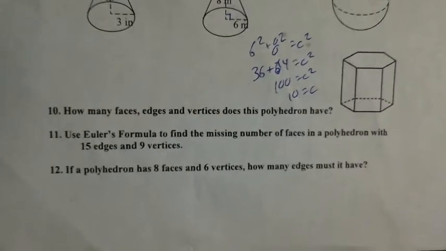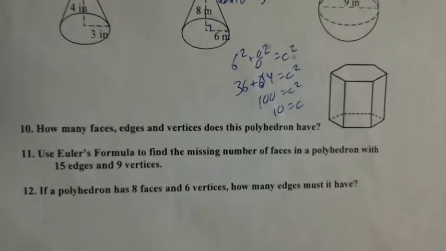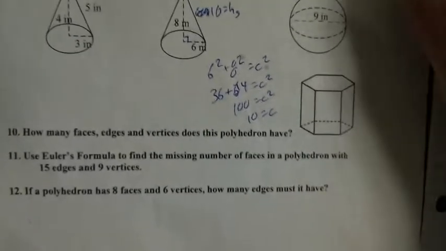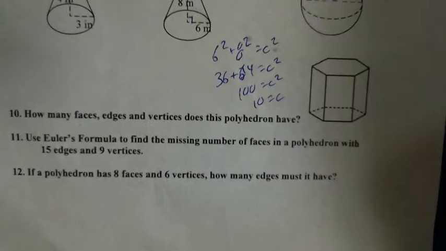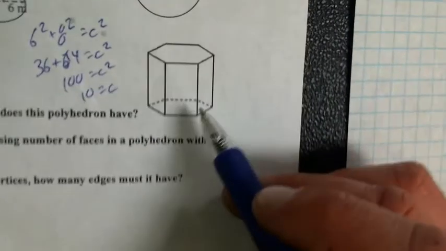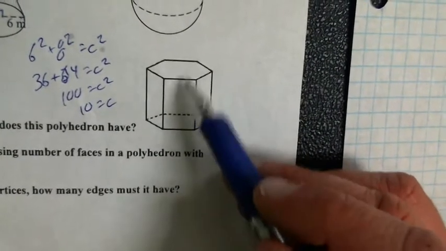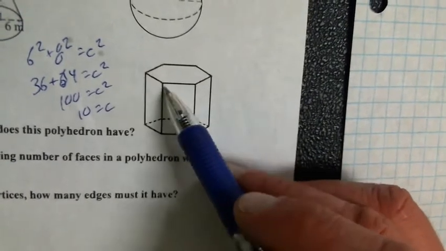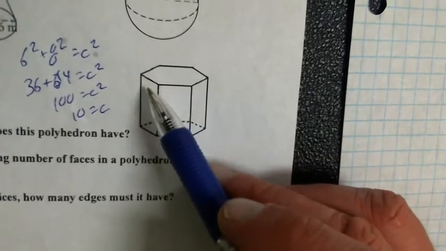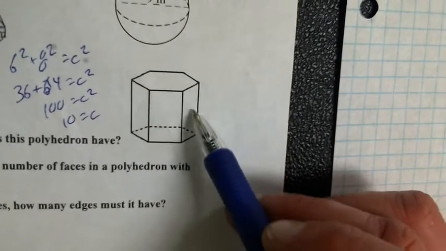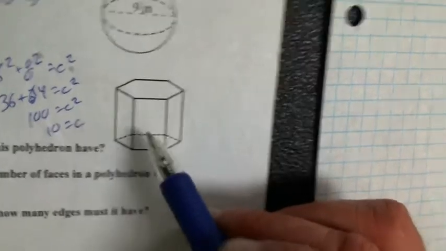How many faces, edges, and vertices does this polyhedron have? Faces, edges, and vertices. So we're going to count them, and we use Euler's formula to determine if we're right. So faces, the flat bits. There's one, so that's 2. Then each one of these sides has one. How many sides are there? 1, 2, 3, 4, 5, 6 sides. Each one of them has a vertical face. So it's 6 around, 1 on top, 1 on bottom. Faces equal 8.